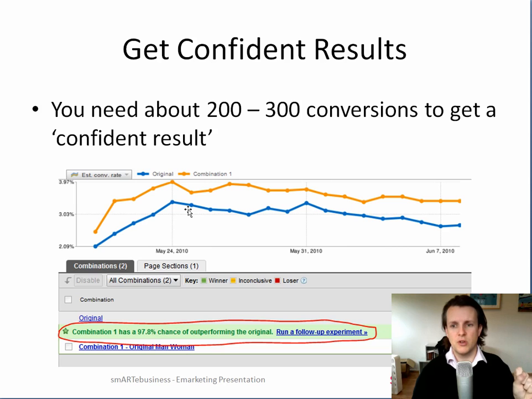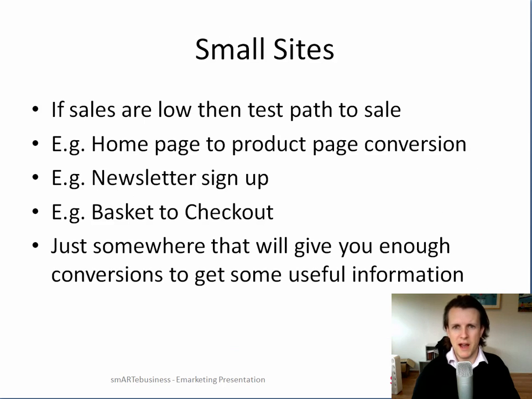So you need fewer conversions to get a confident result if the differences are really striking. If you've got a really big difference, then you don't need as many conversions. If you've got a small difference, you need more conversions to average out the probability. So if you've got a small site, then you might not want to test to sale. You might want to test to a path that would lead to sale.